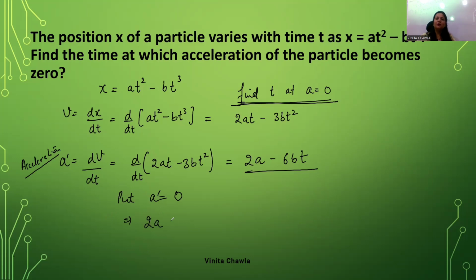So 2a minus 6bt is equal to 0. So from here we get t as 2a upon 6b, which is a upon 3b. This is the time at which acceleration becomes 0.